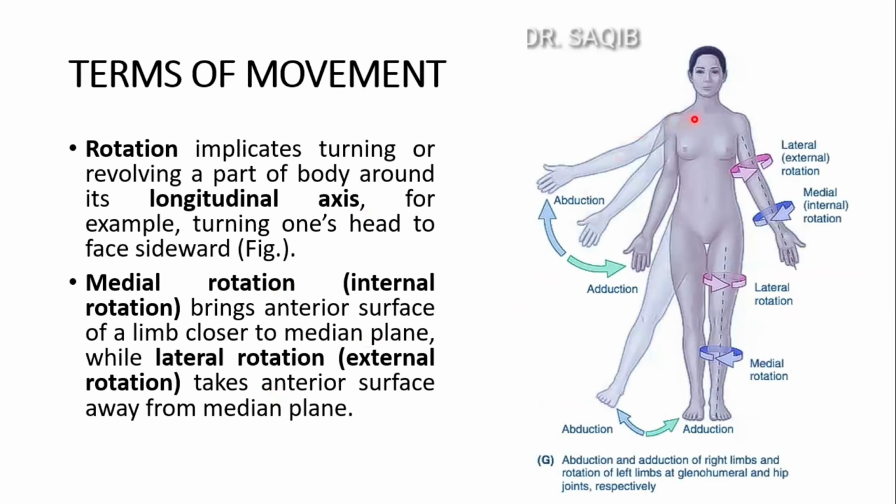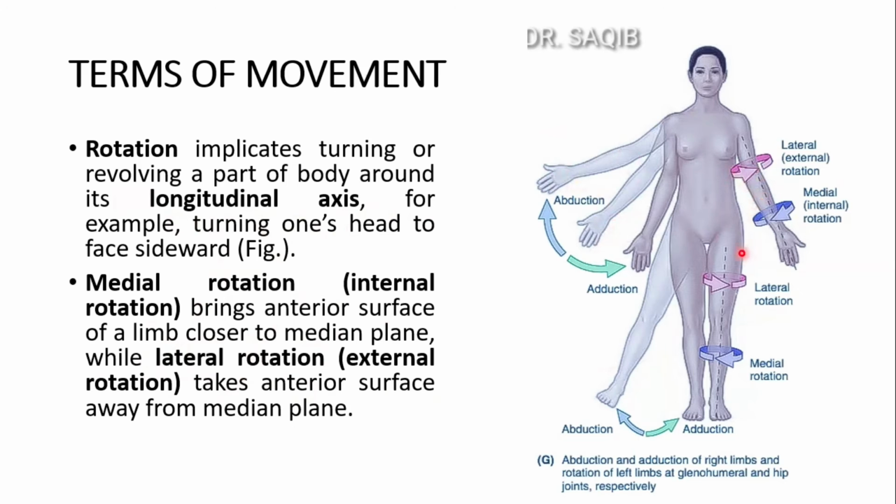So rotation, this is very, very important. Rotation implies turning or revolving a part of the body around its longitudinal axis. For example, turning one's head to the other side, right? This has been shown to you already. Medial rotation, internal rotation, brings the anterior surface of a limb closer to the median plane, while lateral rotation or external rotation takes the anterior surface away from the median plane. So this is, you could see this. Abduction and adduction, I already told you this.